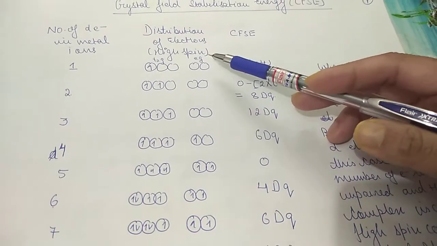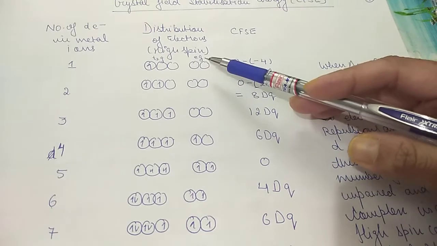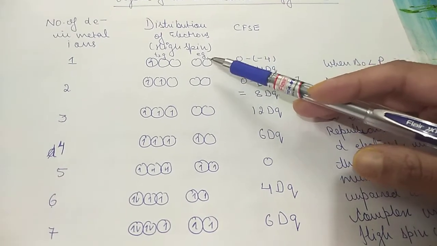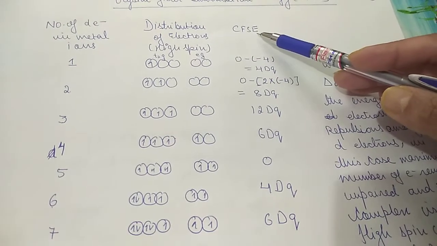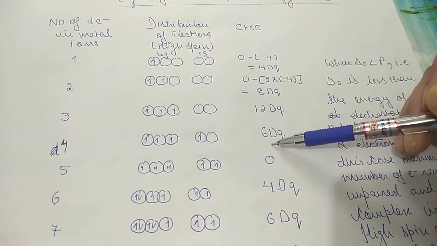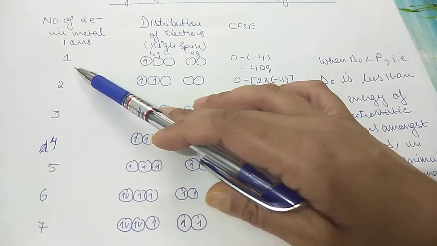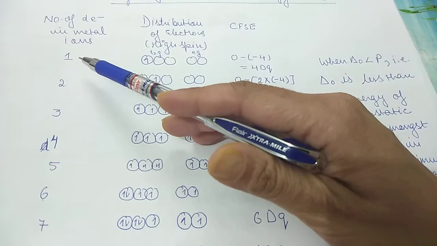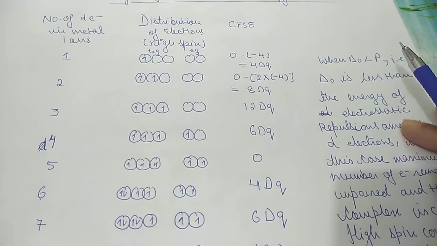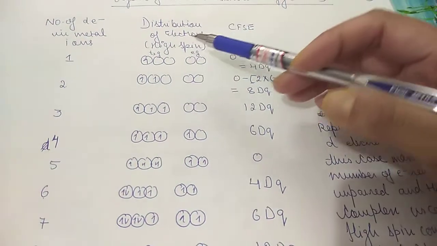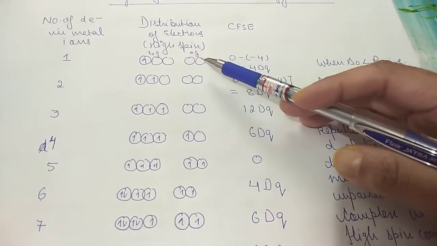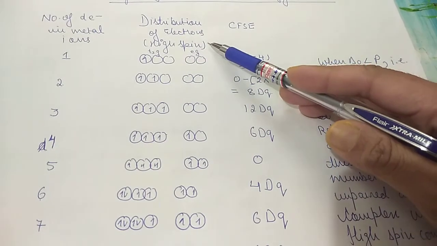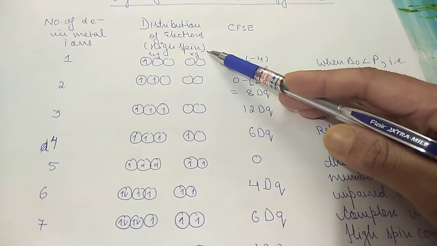Here we have assumed that the complex formed is a high spin complex, and this is the crystal field stabilizing energy. So this depicts the number of electrons. So this is d1. Here you can see the t2g and eg orbitals, and all the complexes are high spin complexes.